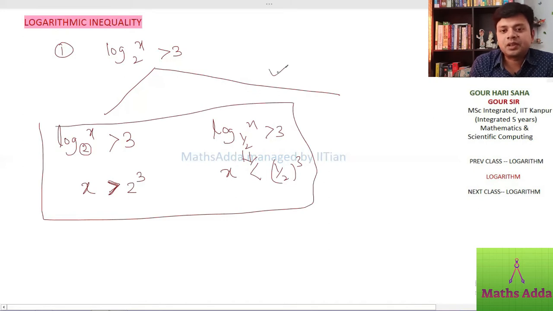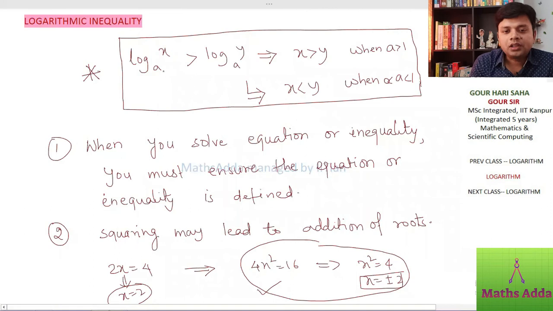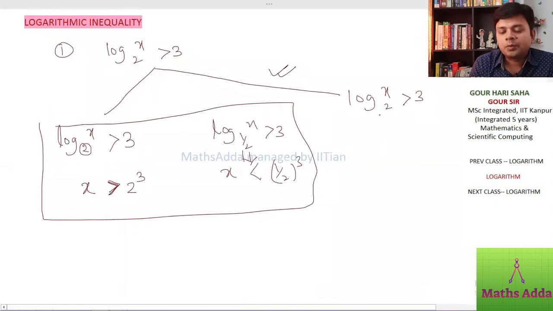I prefer the second method. Here, log of x base 2 greater than 3. You see, in a log inequality both sides have log. Then you apply this formula: both sides log with the same base, you remove the log and write x greater than y. We want to apply the same thing here, so the right-hand side must have a log term. I see only 3 here, so convert it to a log term.